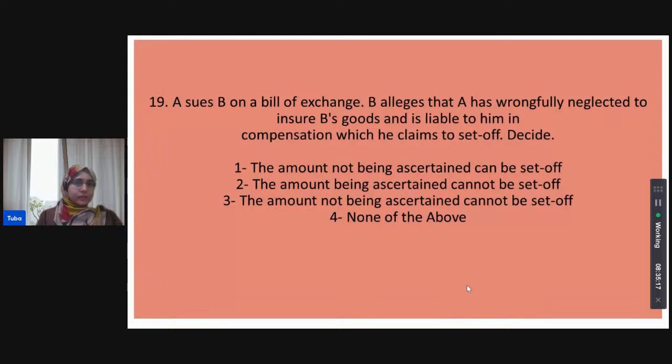Now decide the case. The amount that is not being ascertained can be set off. The amount that is being ascertained cannot be set off. The amount that is not being ascertained cannot be set off. Or are none of the above correct? So this is a bit of a brain tester, not a teaser, just a brain tester. Let's see where we go with this. Let me give you a bit of time to go through it again if you need to, and then I'll start the timer.